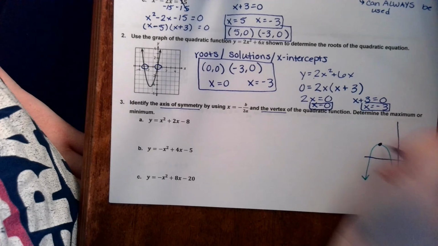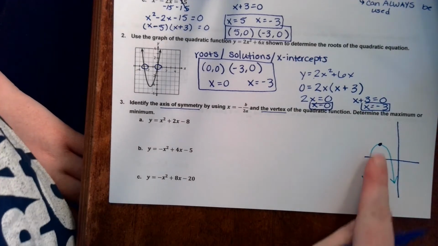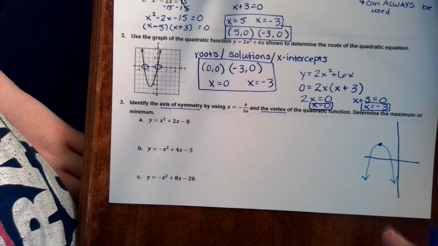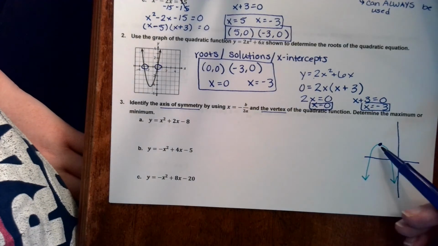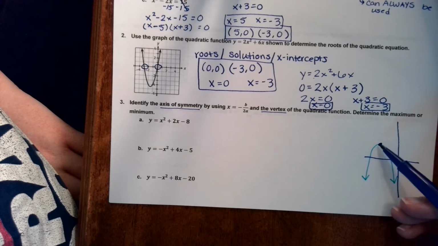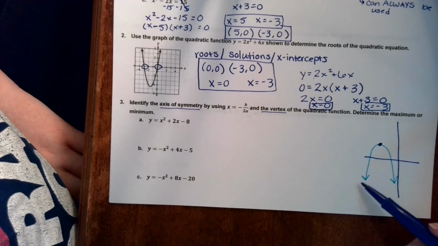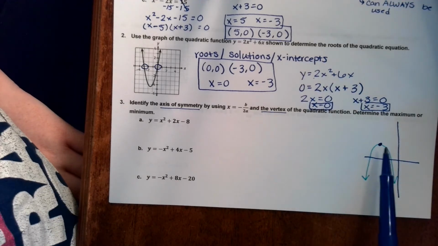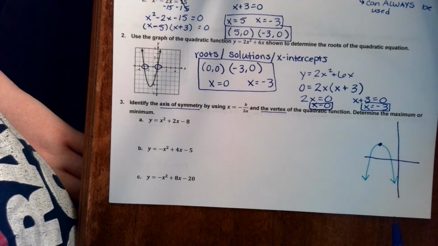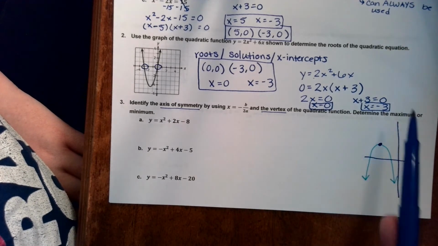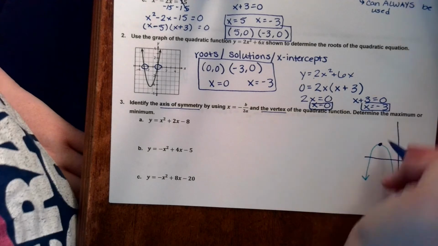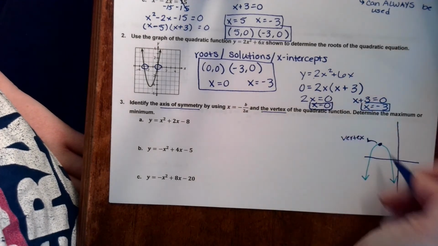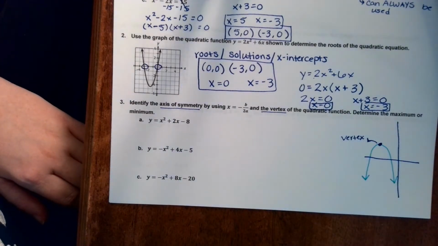The vertex is that point that's either at the tippy top, or if it's right side up, it's at the very bottom. Another good way to talk about it is this is the point where I go from increasing to decreasing. So I'm going up, I hit the vertex, and I start going down. So that's the point where we change from going up to going down, or from going down to going up. It changes direction at the vertex. So this point is the vertex.